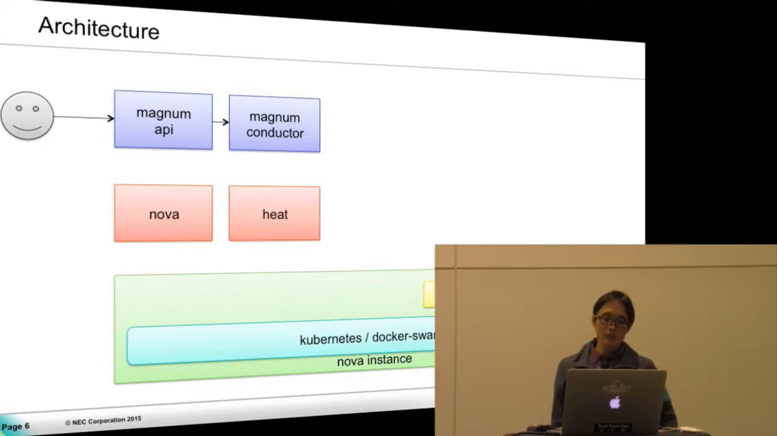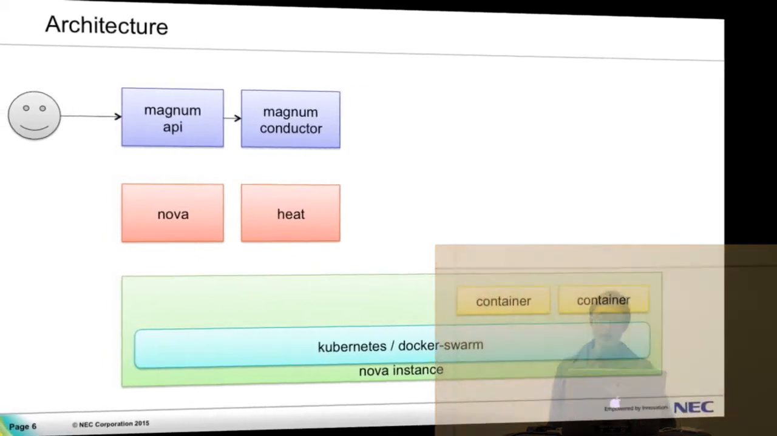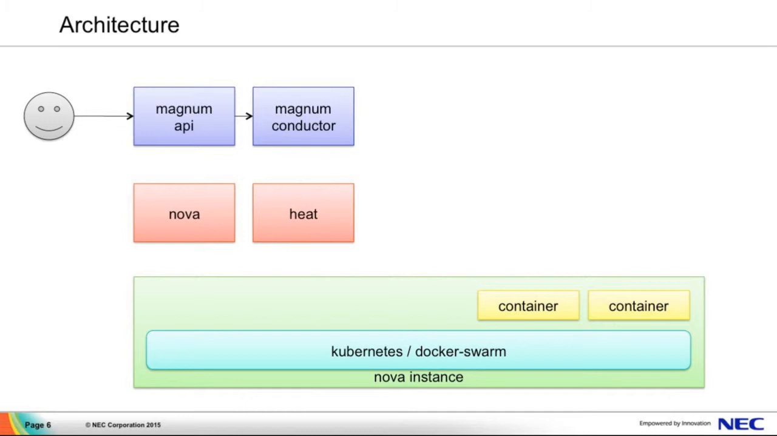It has only two components, which are Magnum API and Magnum Conductor. Magnum API provides API endpoint for user and controls conductor. And Magnum Conductor is responsible for building container management tools and managing containers.